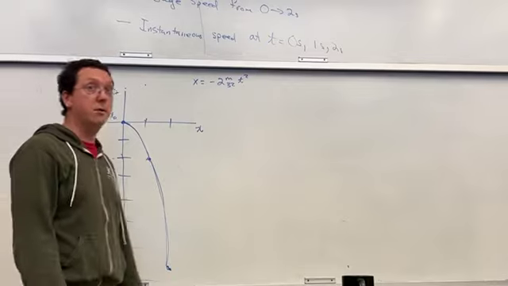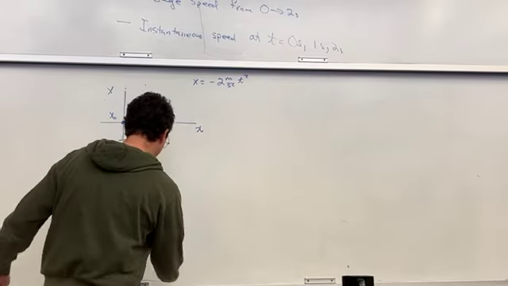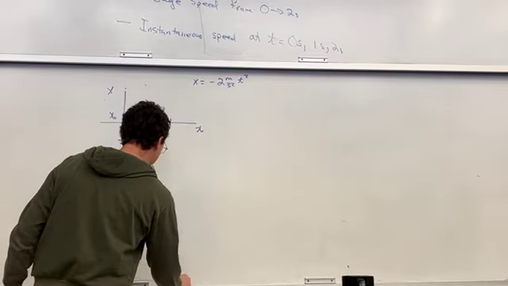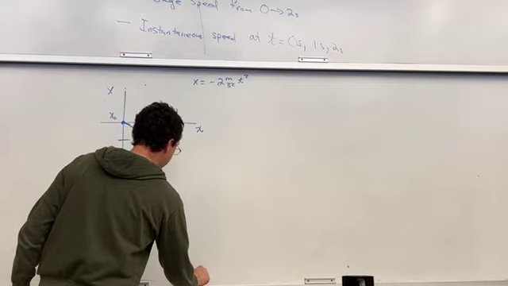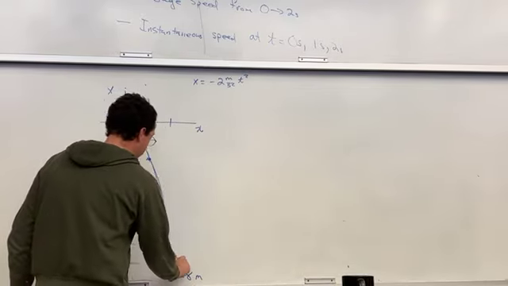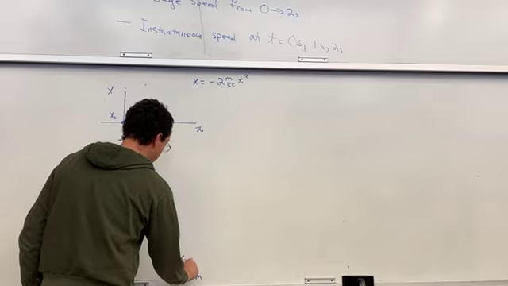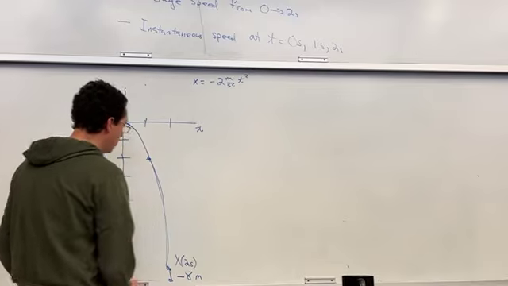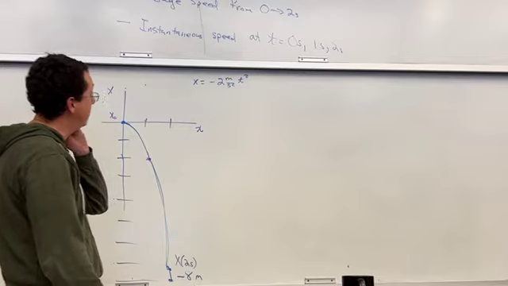I'm never going to grade someone on their artistic abilities. I guess I've got to go one more. It's got to go all the way down to, this should be at -8 meters for x at 2 seconds. So at 2 seconds, it's at -8.